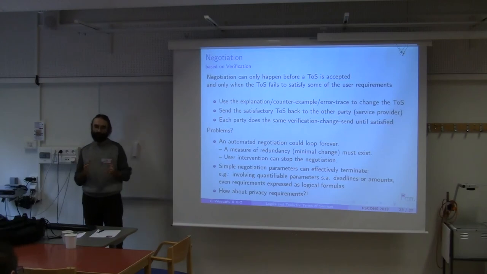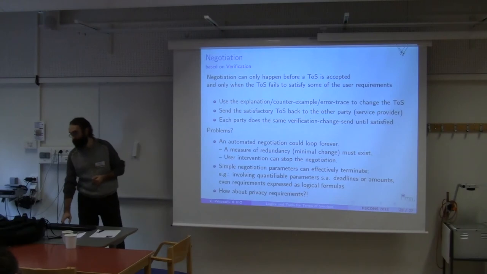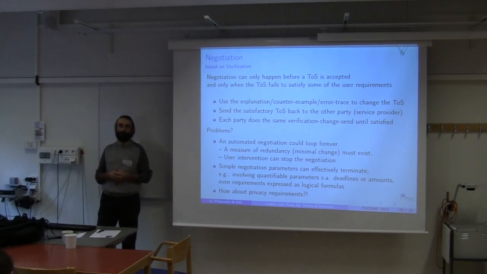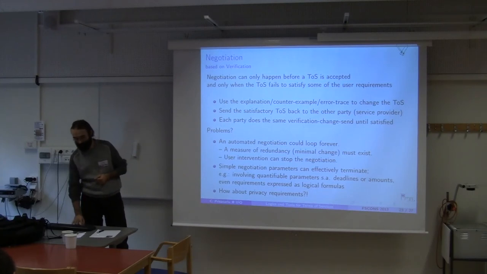There can be also simple notions of negotiation. Only some parameters can be changed in the text. Only some deadlines maybe, or only some quantities in the text can be changed. And so this is simple changes. In this kind of negotiation, I think it will be easy to do. But how about privacy requirements? So, in my opinion, privacy is more difficult to treat. So terms of services are a lot about privacy nowadays, in my understanding.